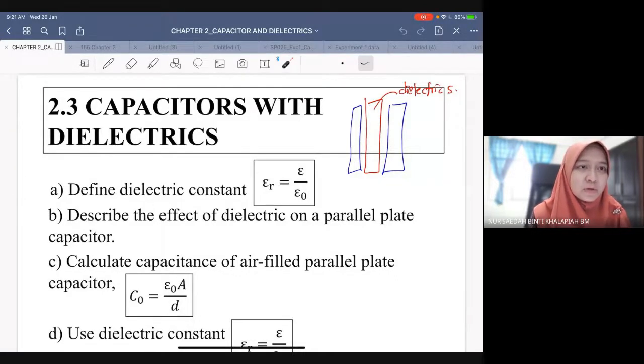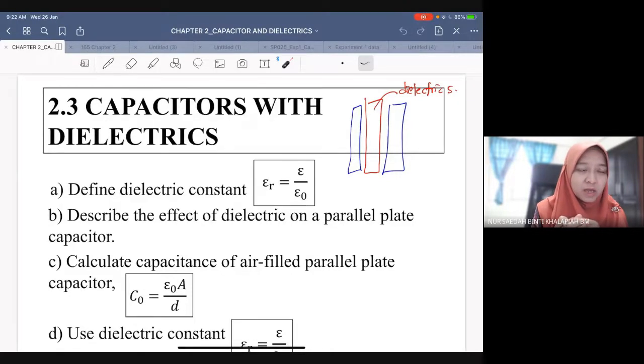capacitor. Okay, so kita ada capacitor. Capacitor kita kan ada dua parallel plate. So dielectrics ni adalah satu insulator, bahan penebat yang kita letakkan di antara dua plates of capacitor. So by the way, capacitor kita boleh jadi kita tak letakkan dielectrics lah.